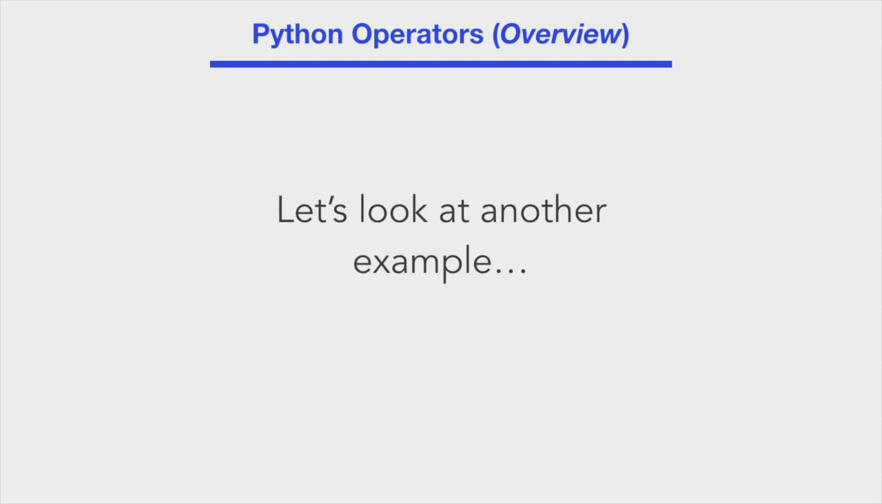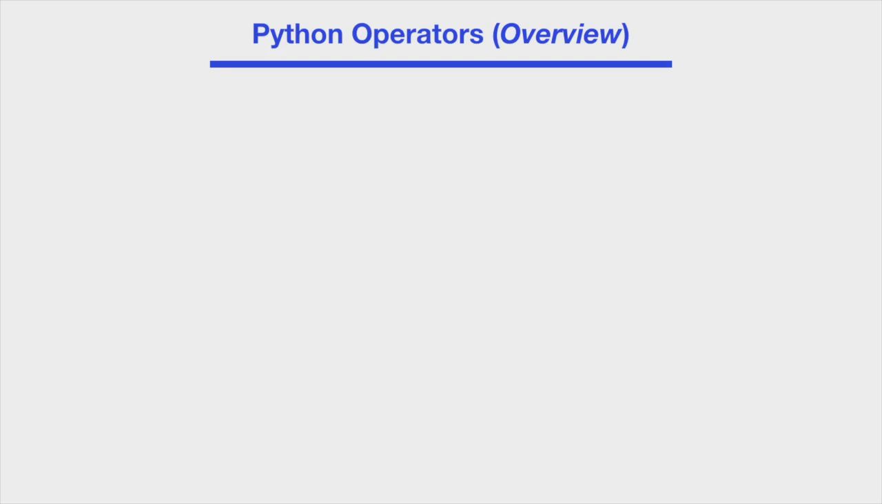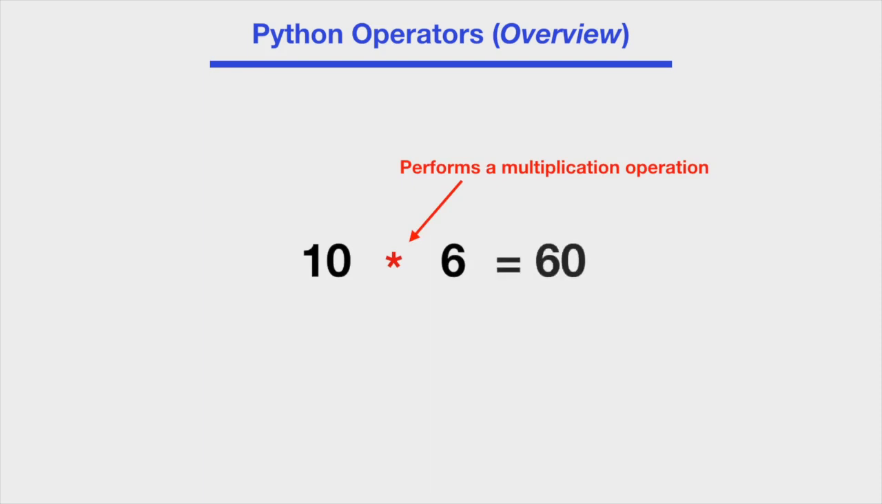Let's look at another example. I have another set of two numbers, 10 and 6, but instead of the plus operator, there is an asterisk. This operator means to perform a multiplication operation. Thus, the two numbers will be multiplied together to equal 60.